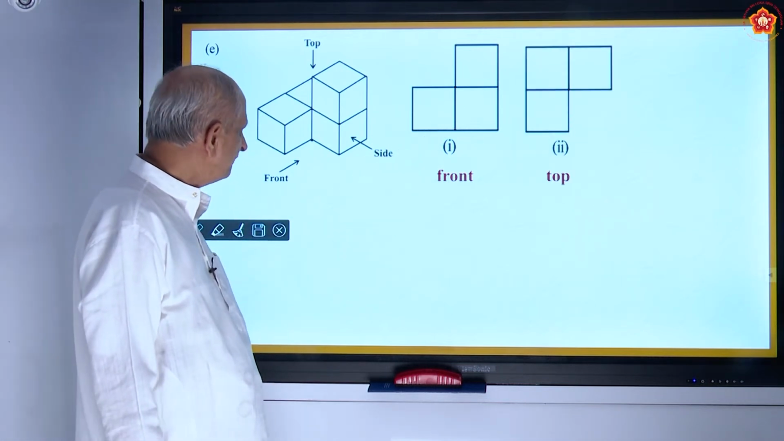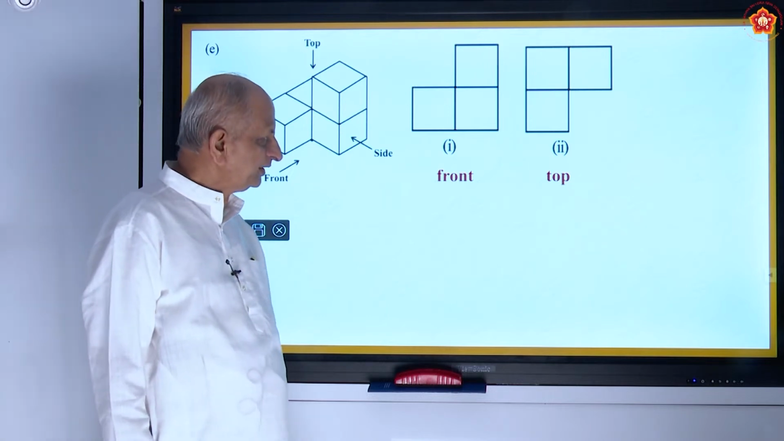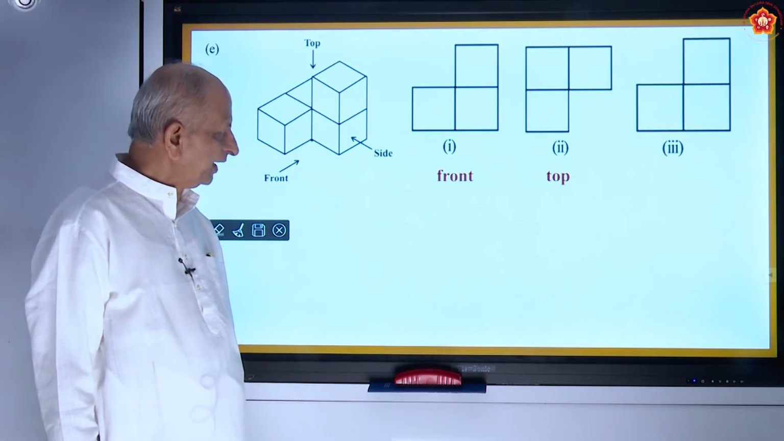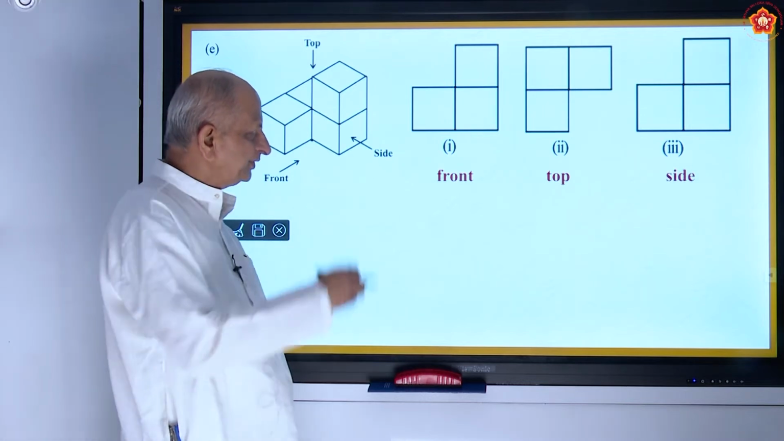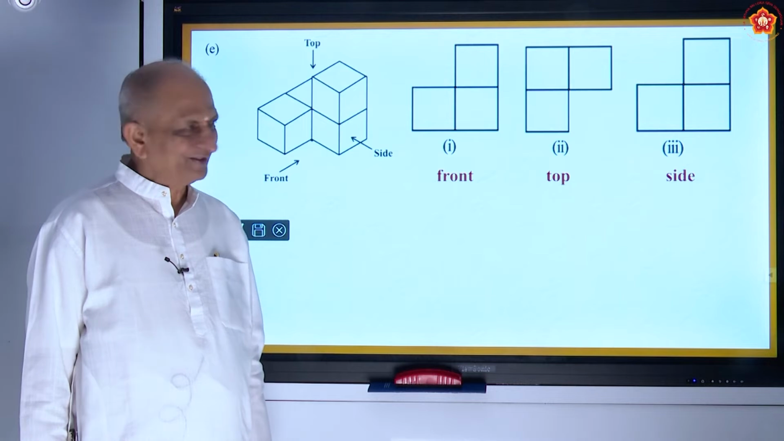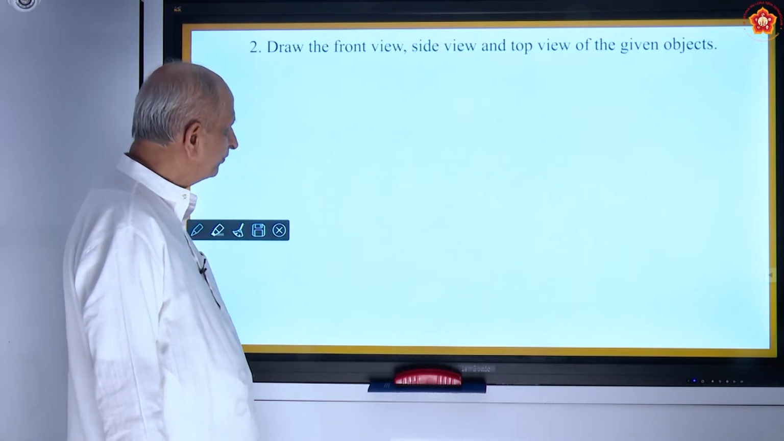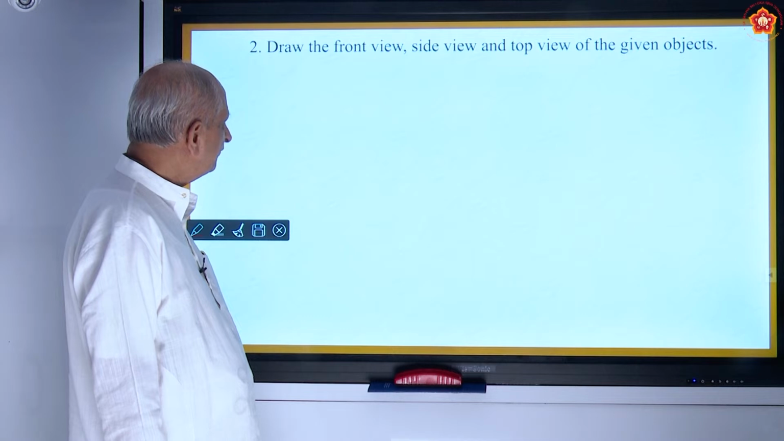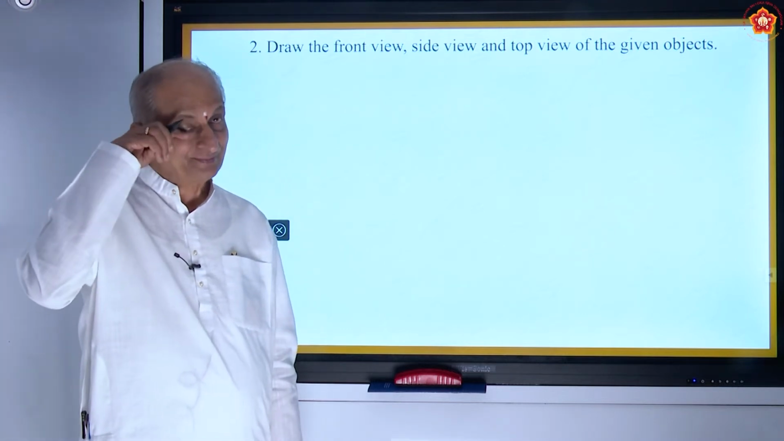And from the top, if you see again, you will have the same type with a little tilt. And lastly, from the side, if you see, again 3 squares you get. Very nice, correct? So try to do it yourself with the cubes. Draw the front view, side view and top view of the given objects.